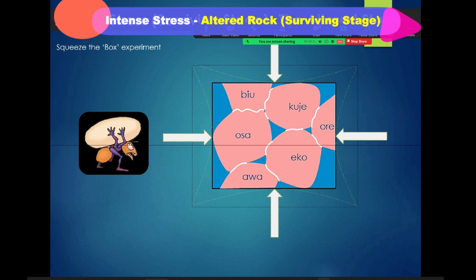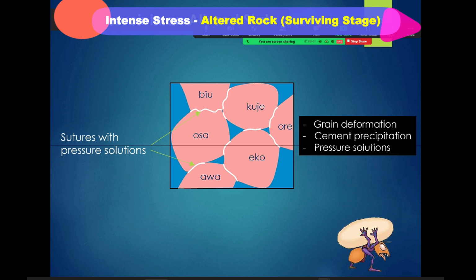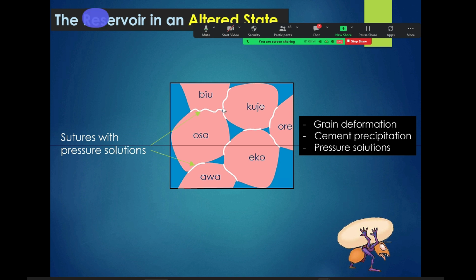So as the reservoir goes from the initial to the altered stage, what happens? It begins to get altered. It begins to change in its property, in its porosity, in its permeability, in its capacity to really function as that original reservoir that you saw at the beach or in the desert or in the other locations. Okay, so let's think about it. Grain gets deformed because there's a lot of activities going on. There's cement precipitation around the grains. And there is what we call pressure solutions. And you will see some examples.